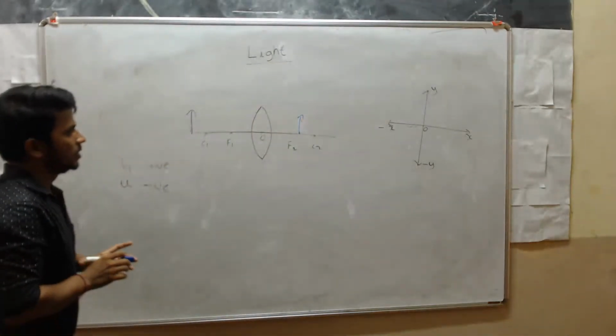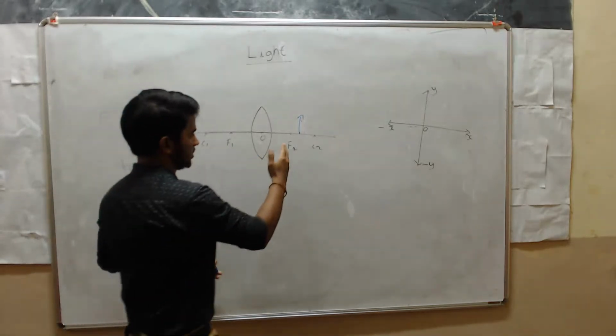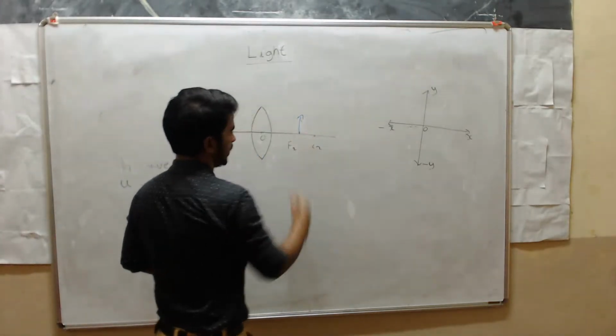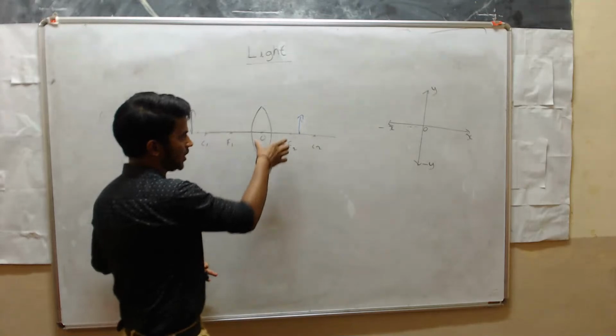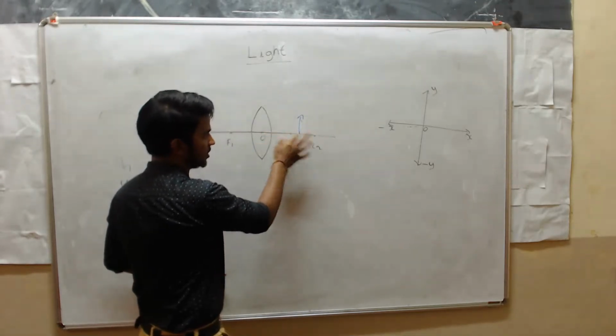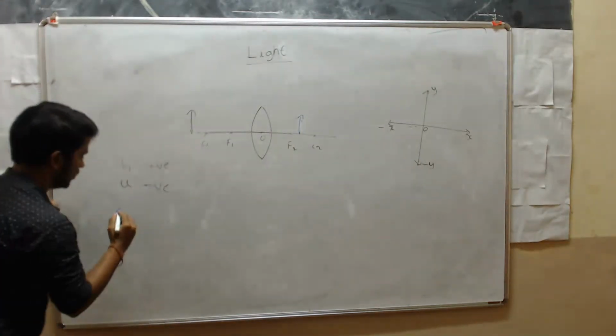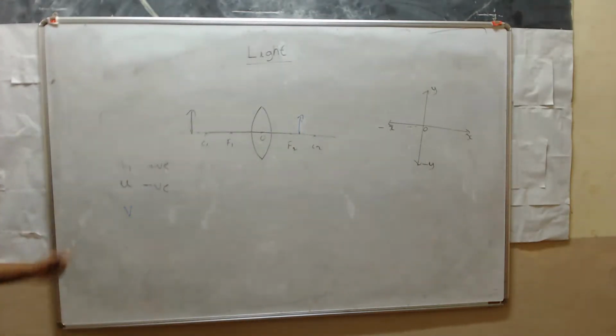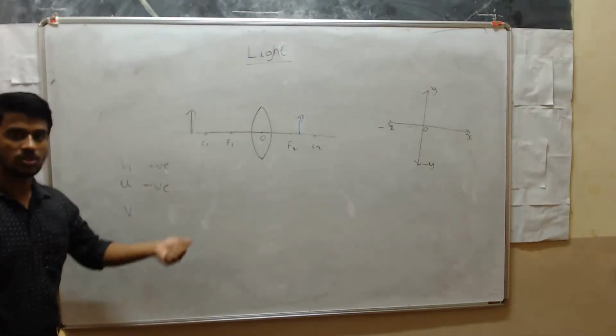So now, see here. Imagine I have put an image between F2 and C2. Now, how to write this image? The distance between the optic center and the image is known as the image distance. We use V to represent image distance. Now, should we write it as positive or negative?